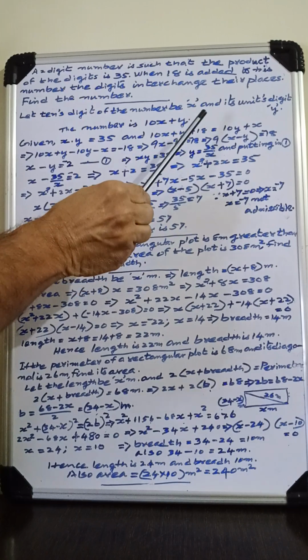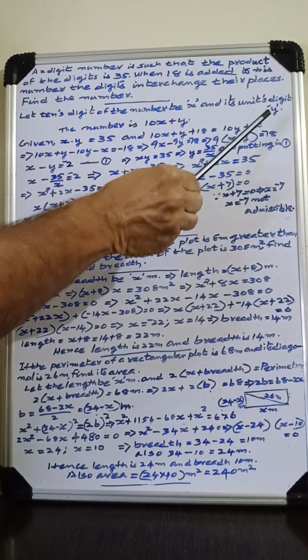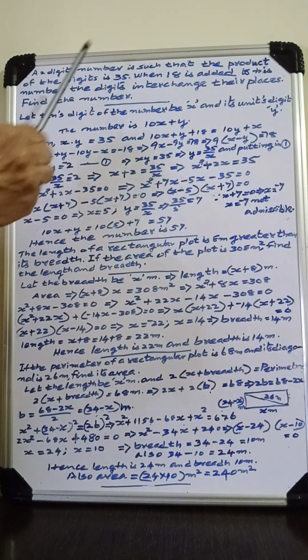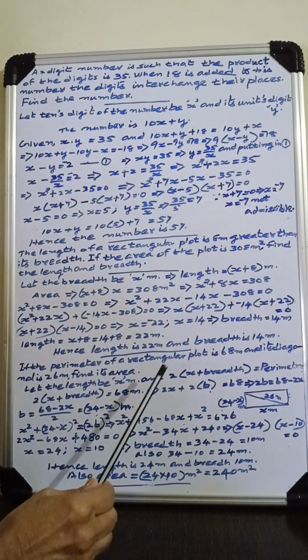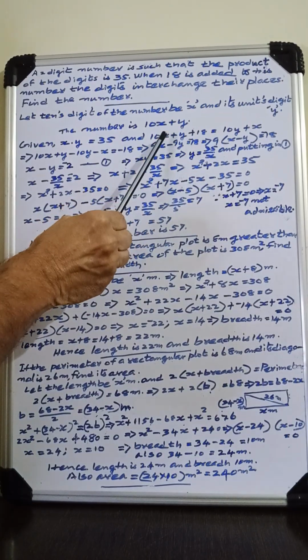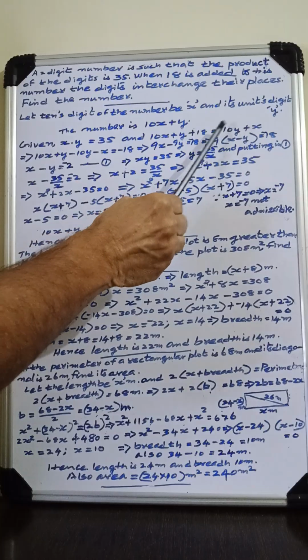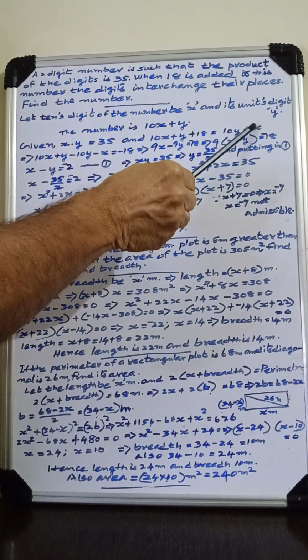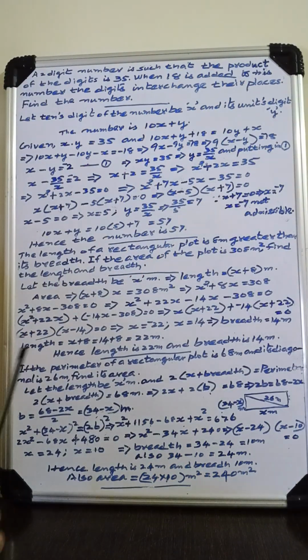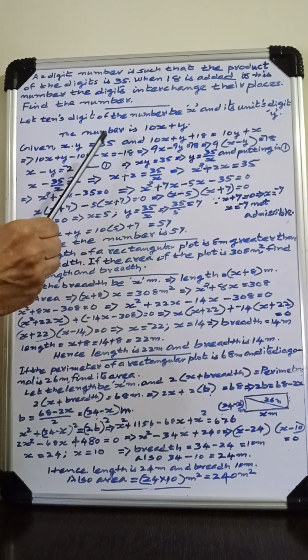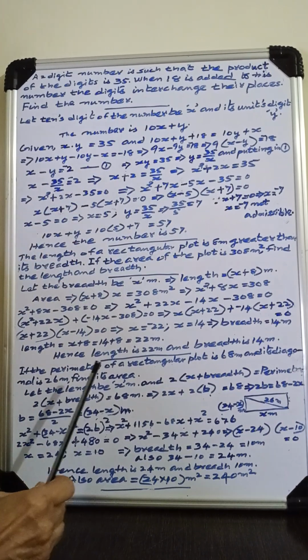10x plus y plus 18 equals 10y plus x. When 18 is added to this number, the digits interchange their places. 10x plus y is the given number, 18 is added to it, therefore the digits interchange their places. Therefore, tens place is y and units place is x, 10y plus x. When reduced, 10x plus y minus 10y minus x equals minus 18.